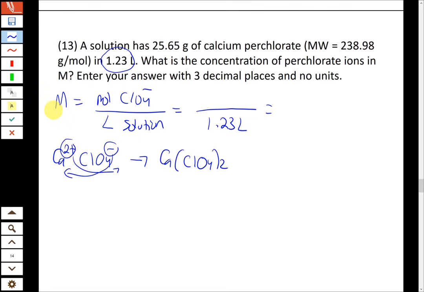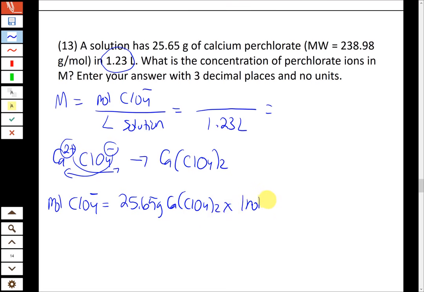So from there, we can do the series of steps that we need to find moles of perchlorate. This is similar to one of the first calculations we did on this part of the test that deals with moles. I think it was back on number 6 or 7 on this test. So what we do is we start with the mass of calcium perchlorate, and then mass to moles, which is a very common conversion we've been doing several times already. So that's going to be 1 mole per, the given molar mass is 238.98.